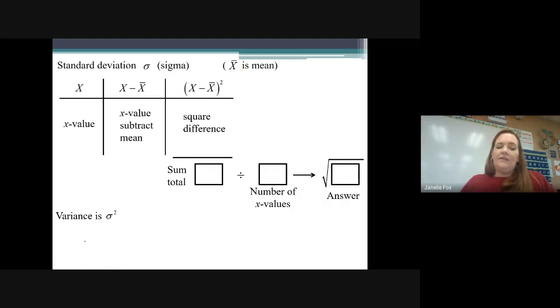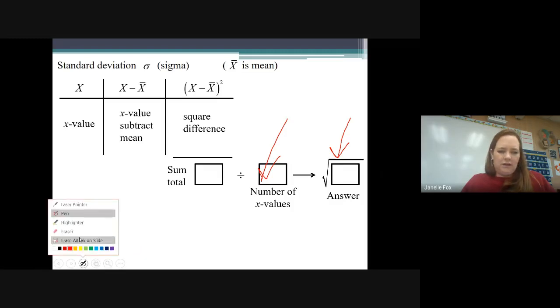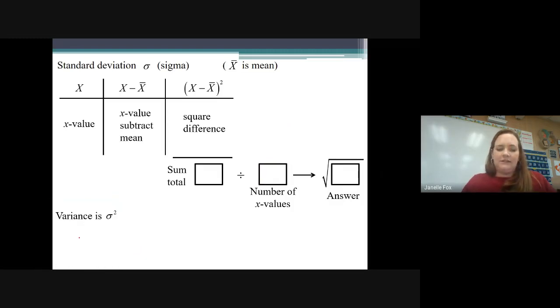And then the variance is another fun thing. Variance is sigma squared. This answer right here is sigma. This answer right here, before you take the square root, is sigma squared. This is the variance. So they're both found when you do the calculations, both found in the list.